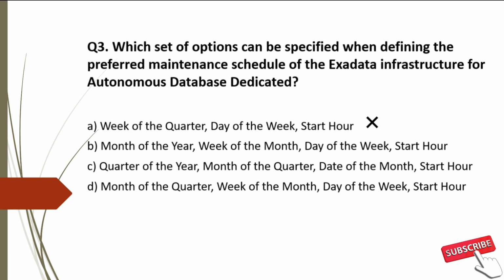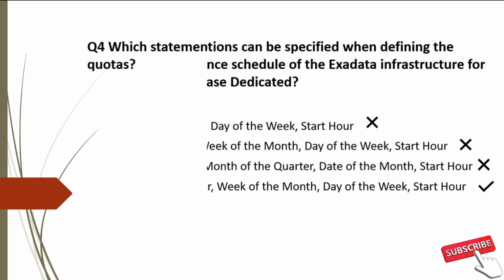So this is incorrect. Option C, quarter of the year. This is also incorrect. For each quarter, you have to schedule maintenance window. You can't select one quarter for the whole year. Option D, month of the quarter, week of the month, day of the week and start hour. This is the correct sequence. First identify the month of the quarter, then week of that month, then day of the week, then finally the time. So the correct option for question 3 is option D.